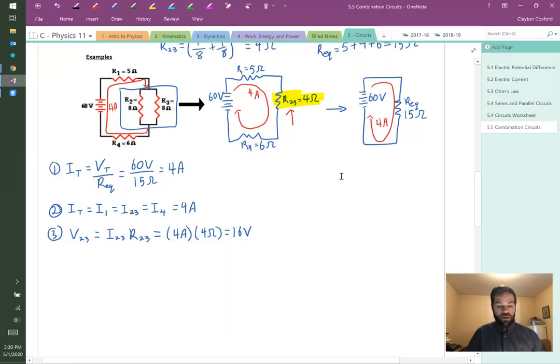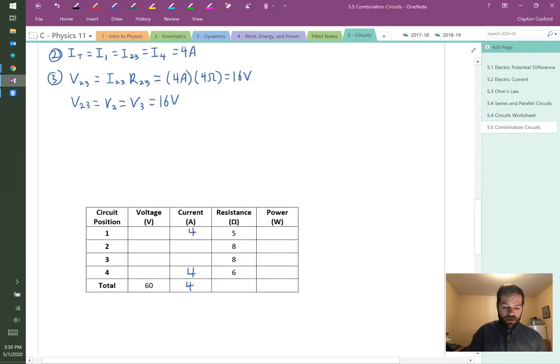So what we can say is that this V23, the voltage drop across this equivalent resistance, is equal to the voltage across resistor 2. It's equal to the voltage drop across resistor 3, which is 16 volts. So why don't we take that and fill that into the table? There's a voltage drop of 16 volts across resistor 2 and 16 volts dropped across resistor 3.